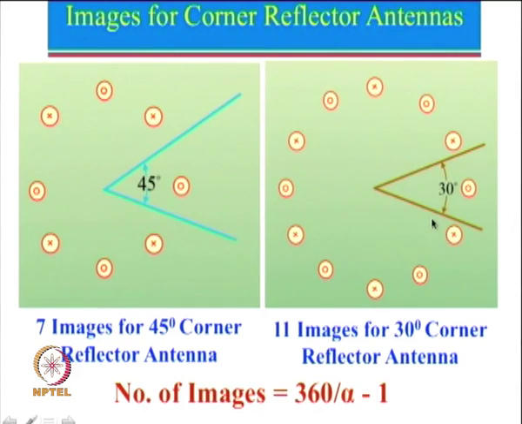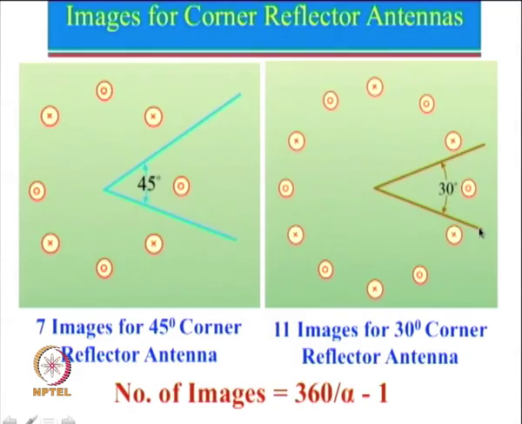So, if alpha is 30, then 360 by 30 will be 12, 12 minus 1. If alpha is 45 degrees, 360 by 45 will be 8, minus 1. So, there will be 7 images. Now, what really happens? Why do we keep on reducing the angle?